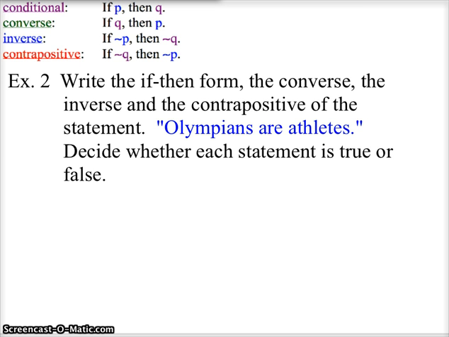Well, that's not exactly going to be true because I kind of consider myself athletic, not as athletic as I used to be, but still athletic, and I'm definitely not an Olympian. So the converse is not true. Let's try the inverse. Not P, then not Q. So if it's not an Olympian, it's not an athlete. Well, I'm not an Olympian, but again, I still kind of consider myself an athlete, so that's not true. The contrapositive. If it's not an athlete, then it's not an Olympian. Well, if a person's not an athletic person, then yeah, they're definitely not an Olympian because Olympians are supposed to be at the peak of athleticism.